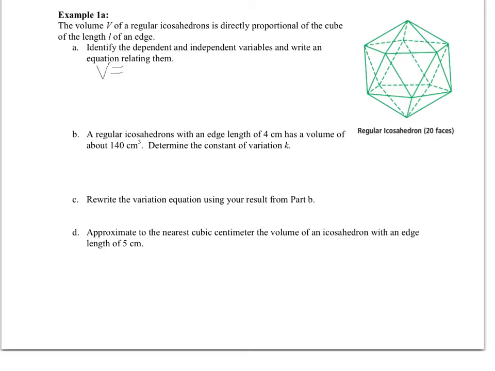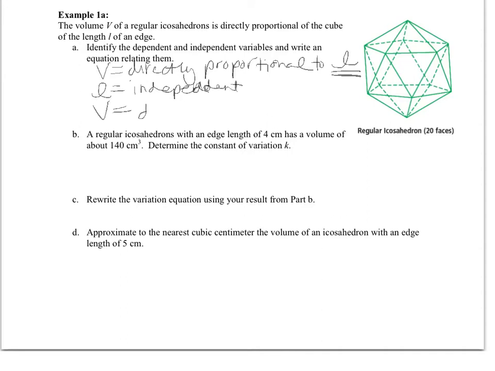So volume is directly proportional to length. So in this case, volume is directly proportional to length. As length gets bigger, the volume is going to get bigger. So length is the independent. It's the controlling one. And volume is the dependent. It's the result of that length. So we're going to figure out, we have the length, and we're going to get the volume from the length. So length is independent and volume is dependent.